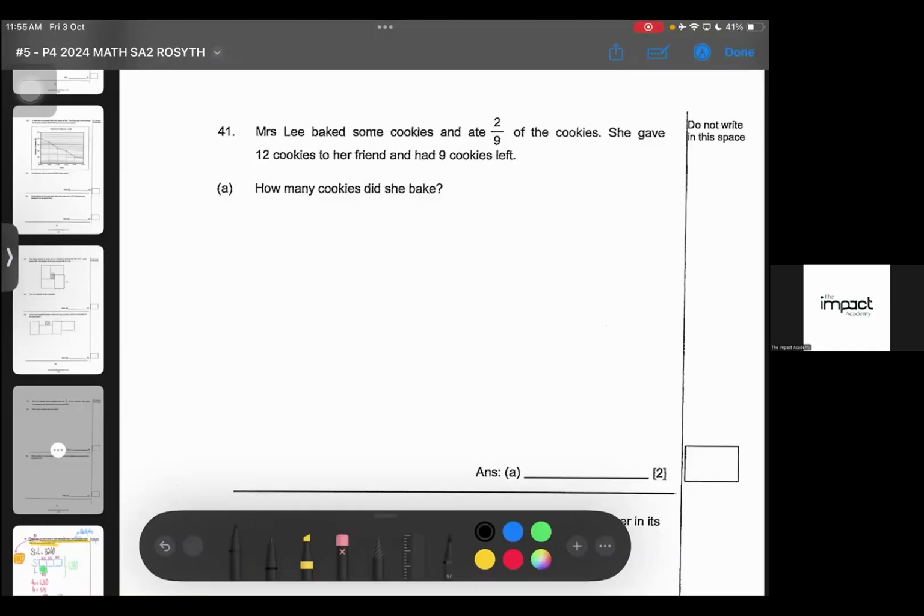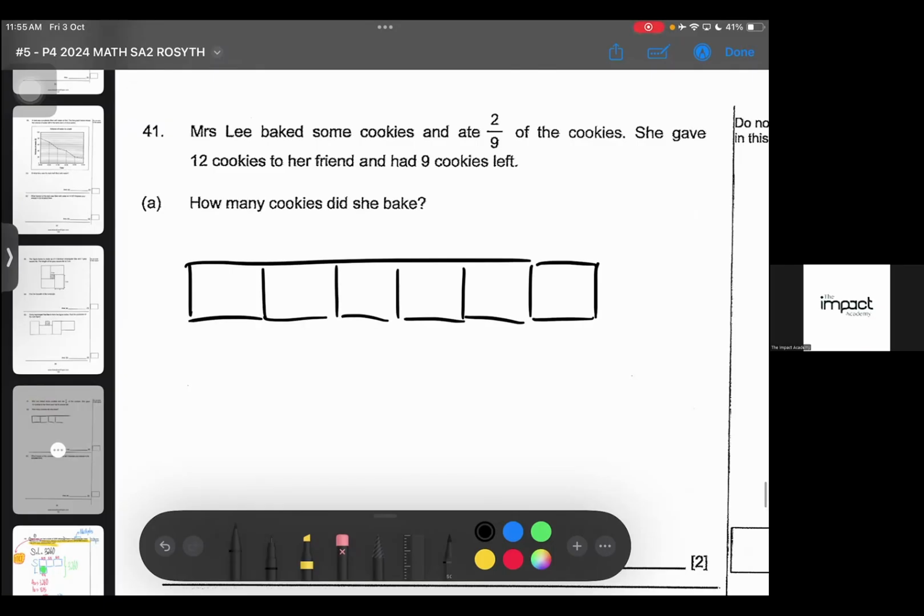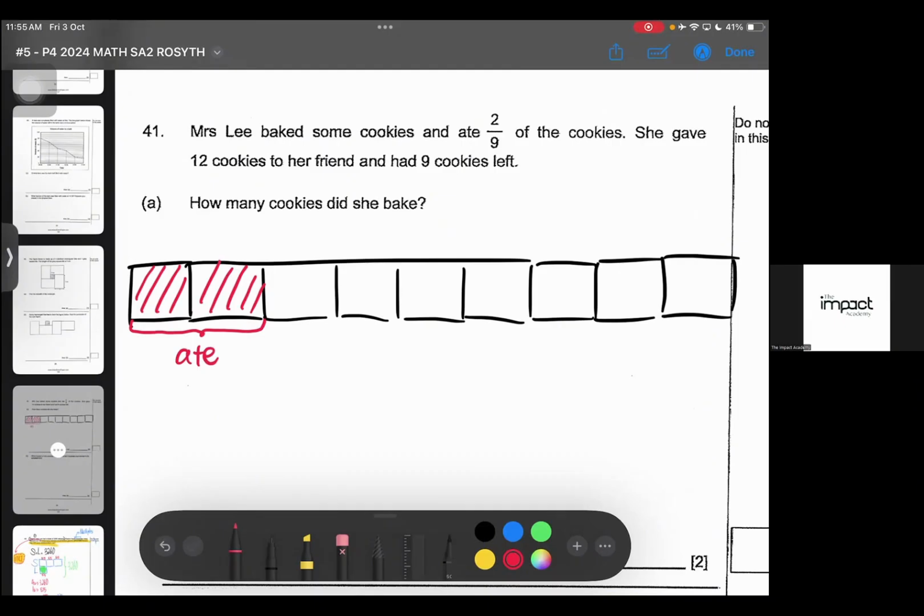Let's go. Now, what did Mrs. Lee do? Mrs. Lee baked some cookies. So we don't know how much, but we know that she ate some. She ate 2. If she ate 2, we're going to show that this was 10. You understand or don't understand? Let's draw the model. Make sense or don't make sense? What did she do?